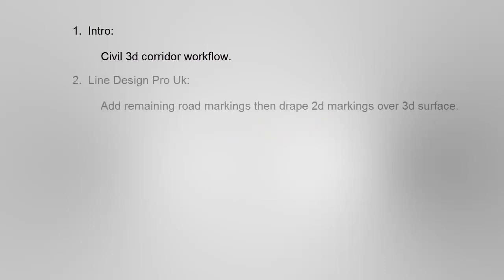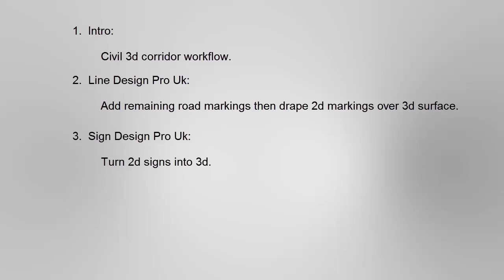For this demonstration, I have a Civil 3D roundabout, and I'm going to add the 2D road markings to the southern arm, then I'm going to turn them into 3D, then I'm going to convert the 2D sign faces into 3D, then I'm going to take the drawing into Navisworks and view the BIM or asset data.